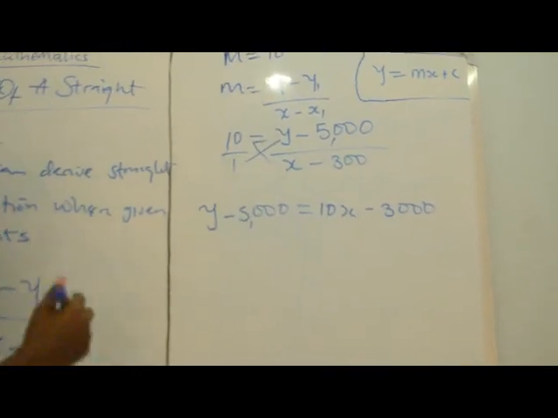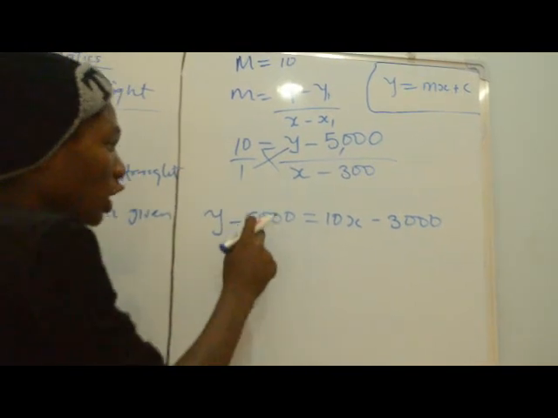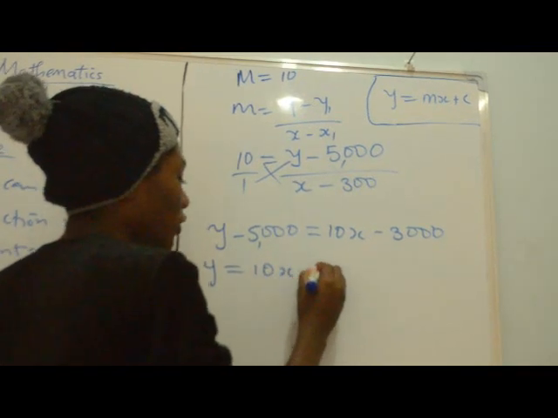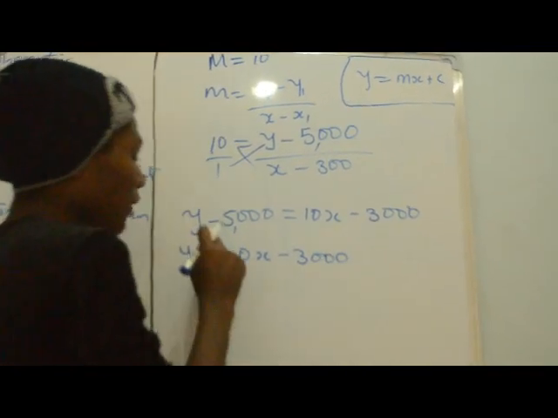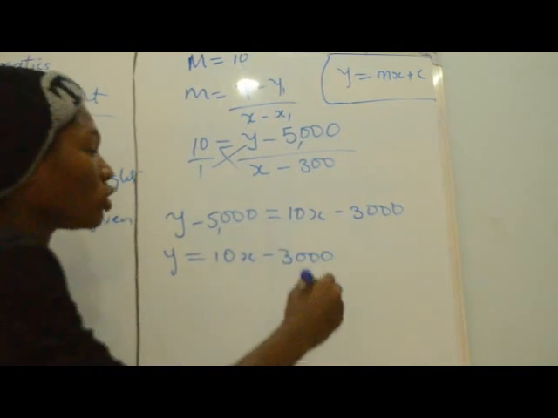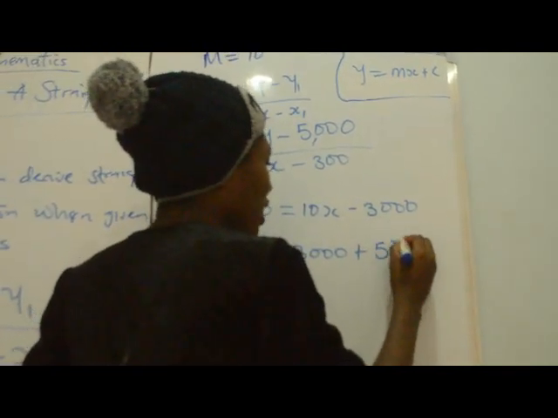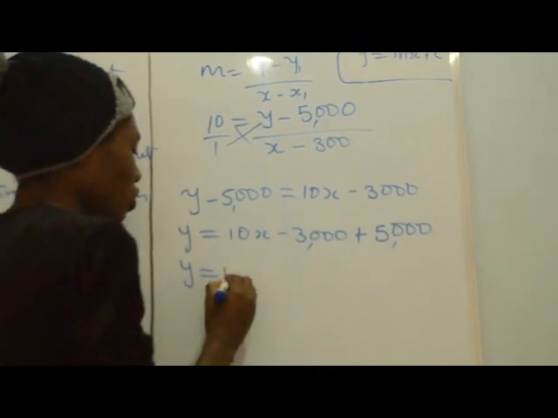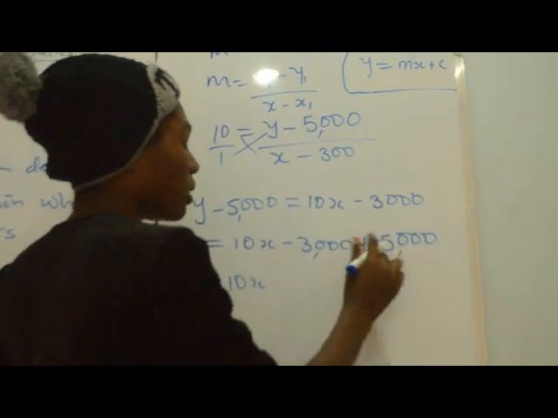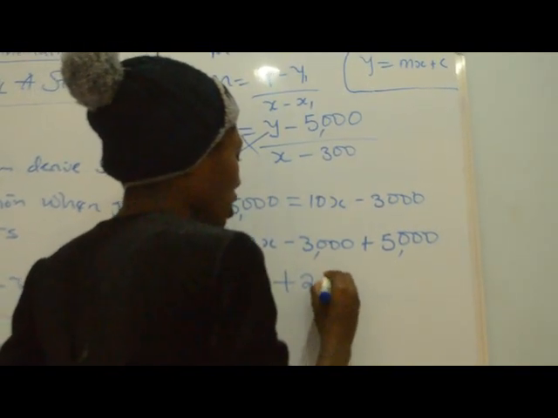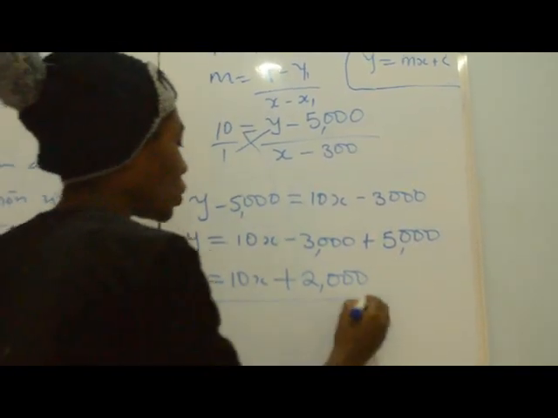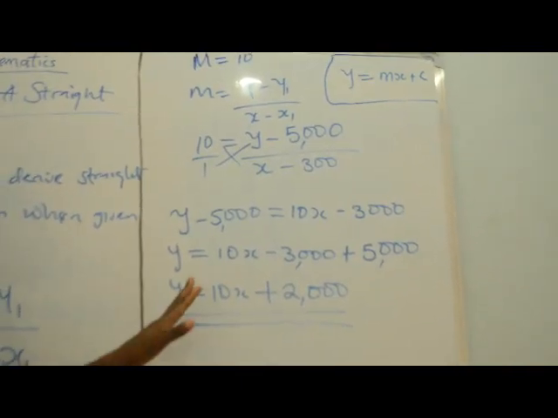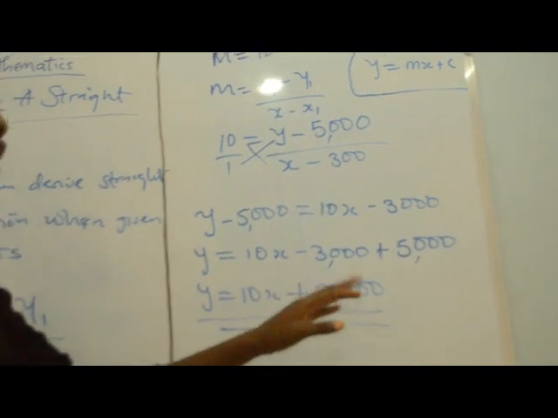Are we together? So now we collect like terms. The constant will go to meet the constant. So y is equal to 10x minus 3,000. When minus crosses over the equal to, it becomes plus 5,000. So if we add this up, our y is equal to 10x minus and plus, we have plus 2,000. Now this is our equation of the line. Y is equal to 10x plus 2,000.